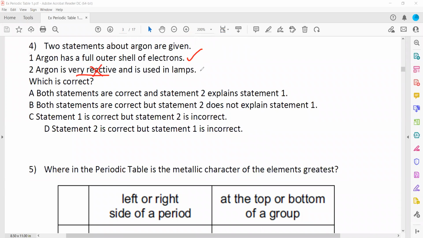So this statement is not correct. It is used in the lab, that is correct, but it is not very reactive, it is unreactive. Group 8 are unreactive because they have a complete shell. So when we check, both statements are not correct for A, and both statements are not correct for B as well. Statement 1 is correct, but statement 2 is incorrect, that's why C is the right answer.